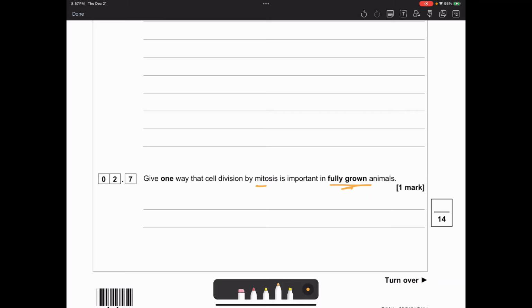So in fully grown animals, we should know that mitosis, what do we need it for, is growth and repair of tissues. But because we are fully grown, we can't then say growth. So therefore, the only use of mitosis when you're an adult, what does your body use mitosis for? It's just simply the repair of tissues, or replacing tissues when they die.